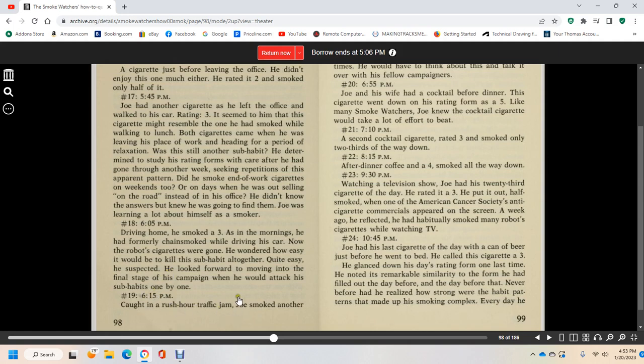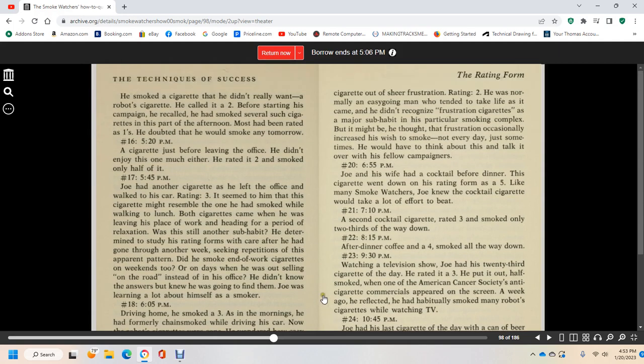Number 19 was at 6:15 p.m., caught in a rush hour traffic jam. Joe smoked another cigarette out of sheer frustration, rating 2. Normally an easygoing man, intending to take life as it came, he didn't recognize frustration cigarettes as a major sub-habit, a particular smoking complex, but it might be there. He thought that frustration occasionally increased the wish for a smoke. Not every day, just sometimes. He would have to think about this and talk about it with his fellow campaigners.